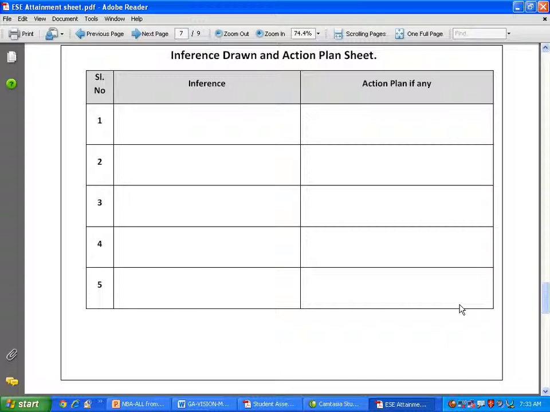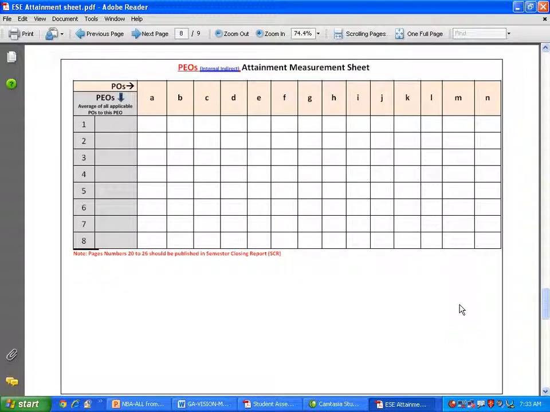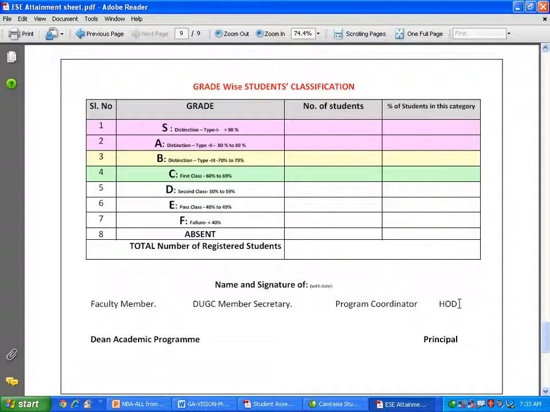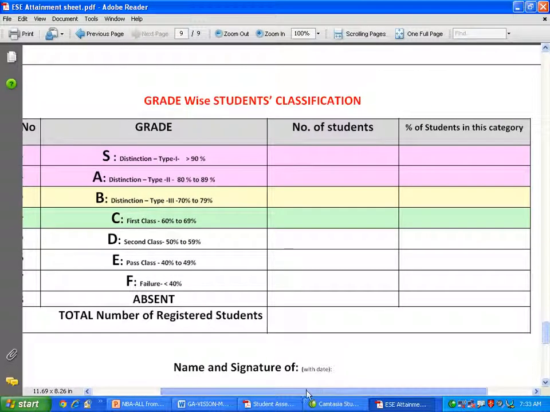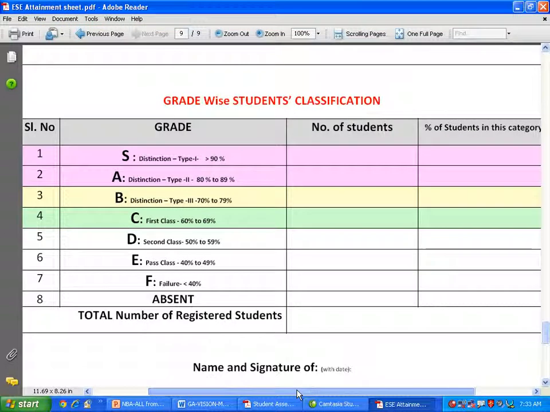Or sometimes, after completing the semester, this action plan could be for the next semester, a different course, or for the same course, whatever it is. Finally, the controller of examination announces the end semester examination result. You can have classifications if you want, and try to compare this classification with attainment.